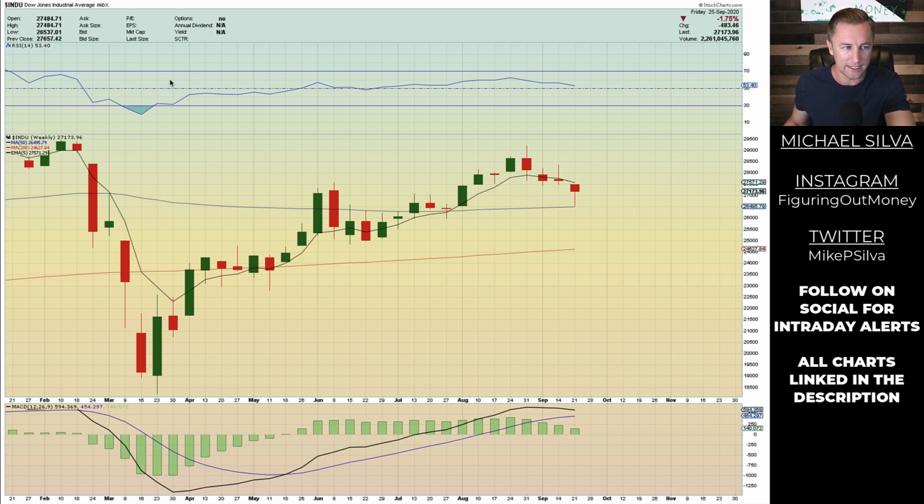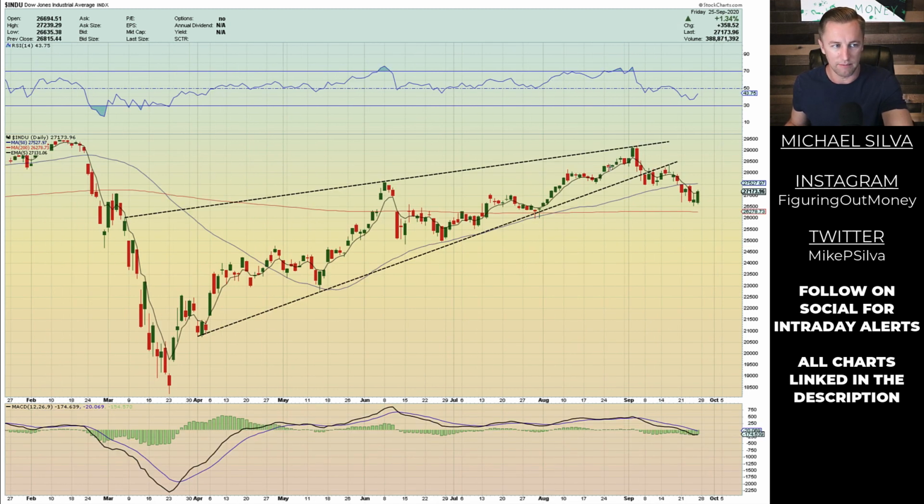Let me show you the daily time frame though. Here is the daily time frame, and yeah, we broke out of this rising wedge, and now we're forming a falling wedge. Now, when we broke down through this, that's a bearish sign. We kind of trailed up, and then we were moving down.